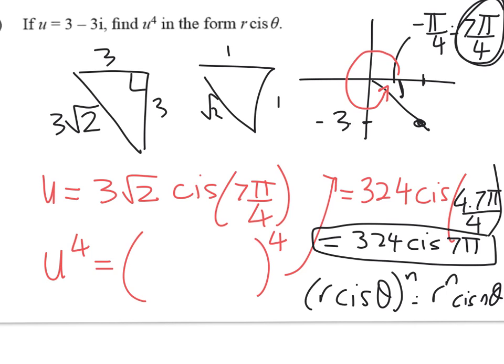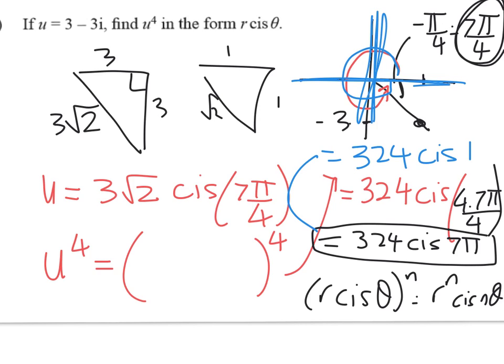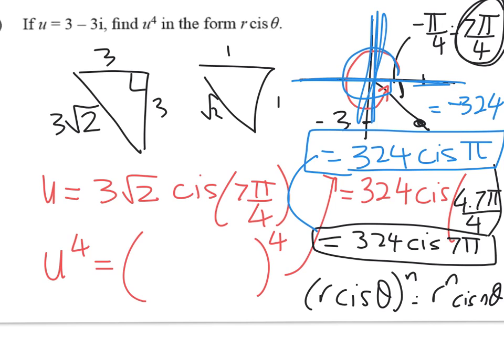So let's look again at my Argand diagram. 2 pi is 1 revolution, so we can take out multiples of 2 pi in there. So our answer here should be equals 324 cis pi. Now we were asked to give it in that form, so we're going to leave it like that. But cis of pi is equal to negative 1. So if I had to write it back in rectangular form, that would equal negative 324.